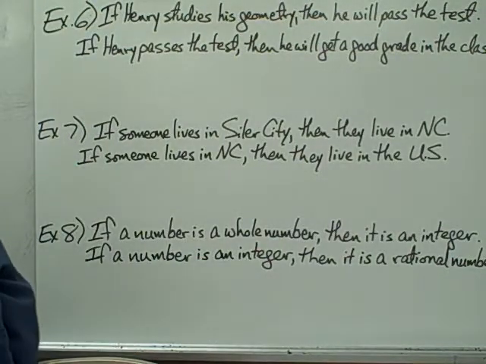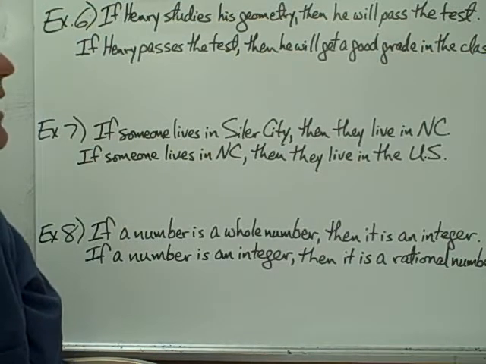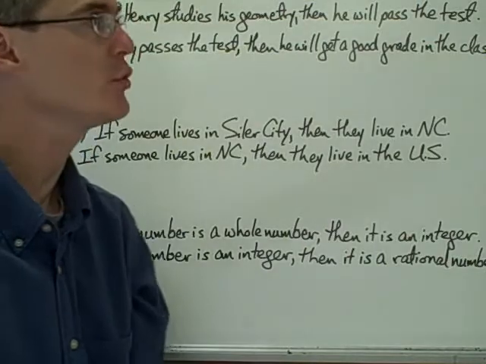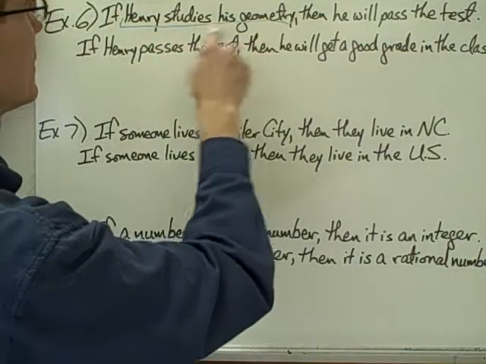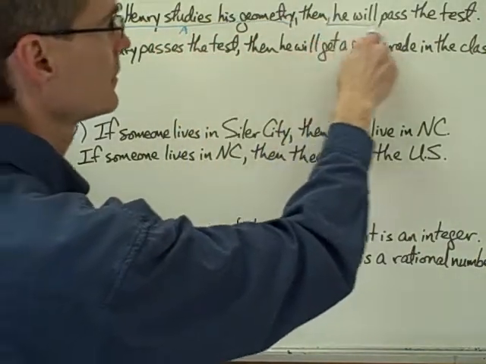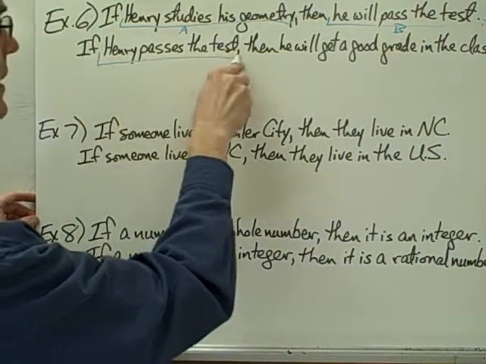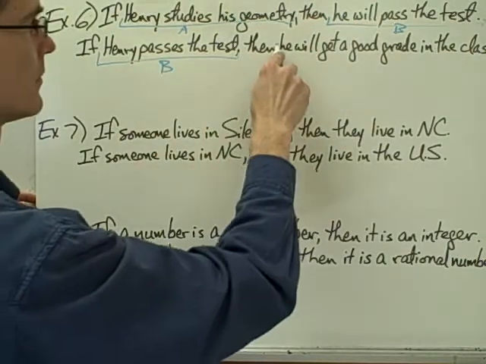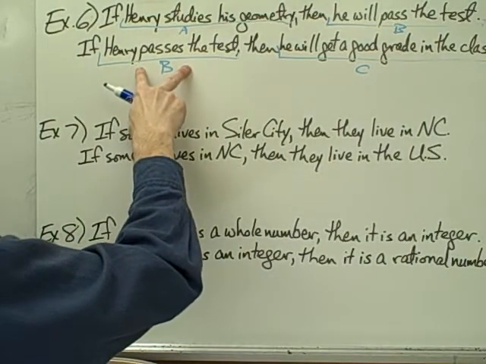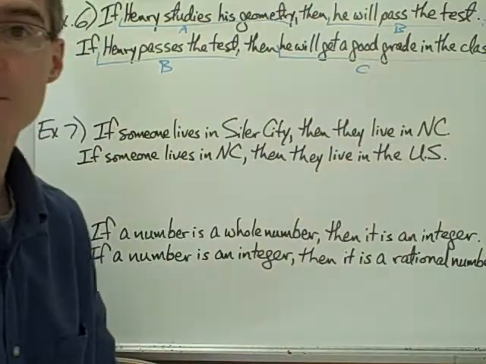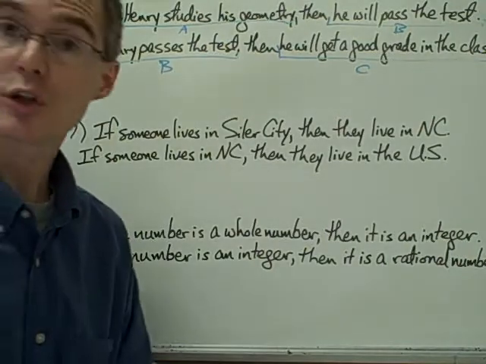Example number 6. If Henry studies his geometry, then he will pass the test. And if Henry passes the test, he will get a good grade in the class. So here I have two statements. This one is of the form if A then B. This one is of the form if B then C. Notice the hypothesis of this second statement matches the conclusion of this first statement. So I have these two statements, if A then B and if B then C. What conclusion can I draw?